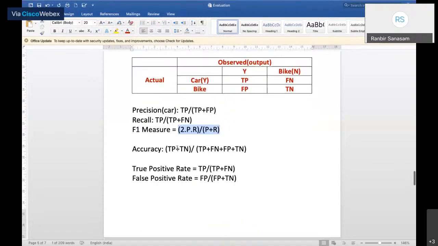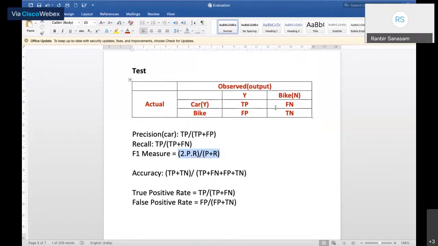What is accuracy? Accuracy is, among all the predictions, how many are actually true. True means how many are actually predicted as the car correctly, how many are actually predicted as the bike correctly. How many are predicted as car, how many are predicted as bike correctly among all the predictions.